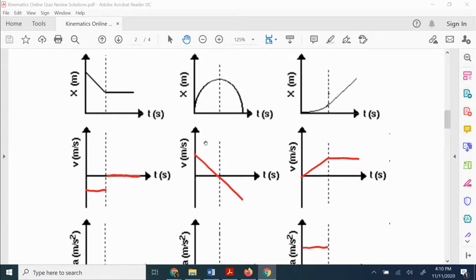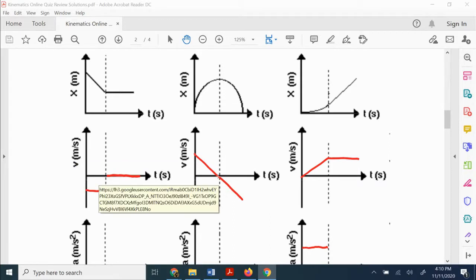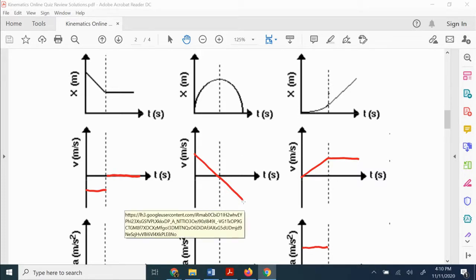On this one, it starts out very steep positive and then flattens out by the time you get to the middle. That tells us that we start out very quickly, and by the time we reach the middle, we should be stopped. And then, right, it starts to get steeper, but in the negative direction, meaning we're speeding up in the negative direction.